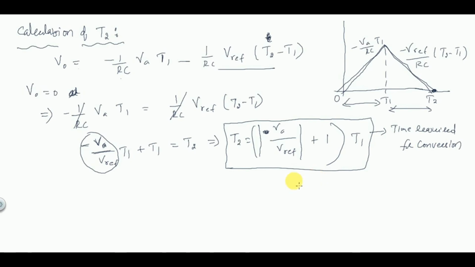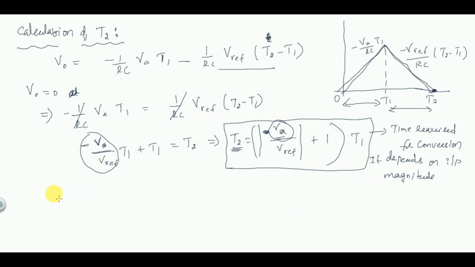So the time required for conversion, if you observe here, depends on the input magnitude. Yes or no? If you have more input magnitude, it will take more time to convert. Directly proportional. So if your input magnitude is high, it will take more time for conversion from analog input to digital data output. So that is the main disadvantage here. So this is the value of T2.